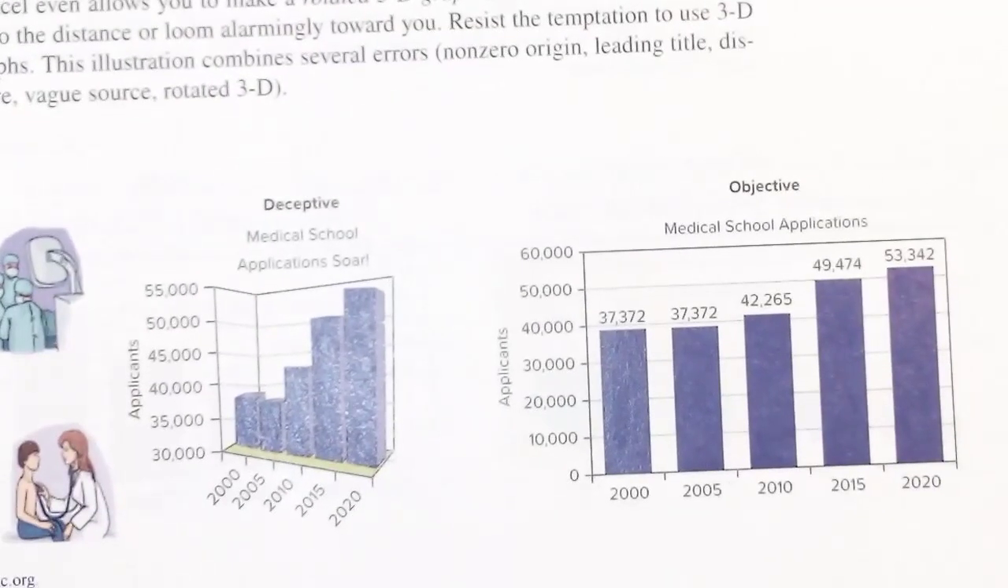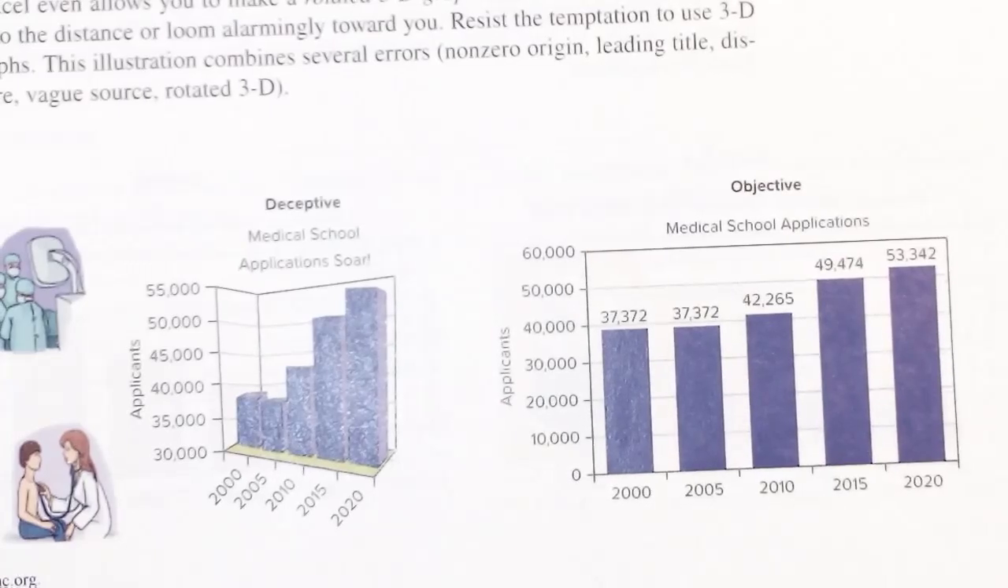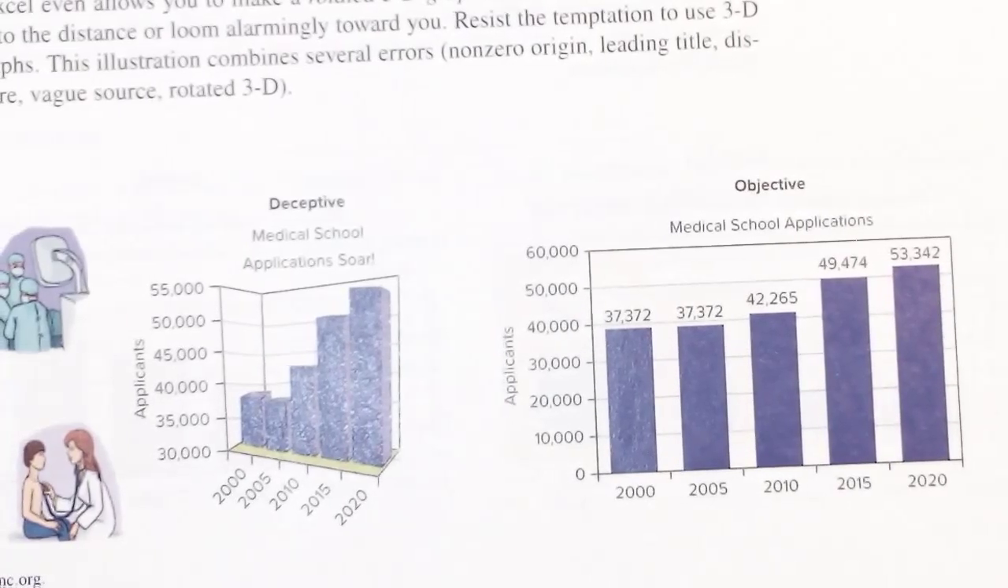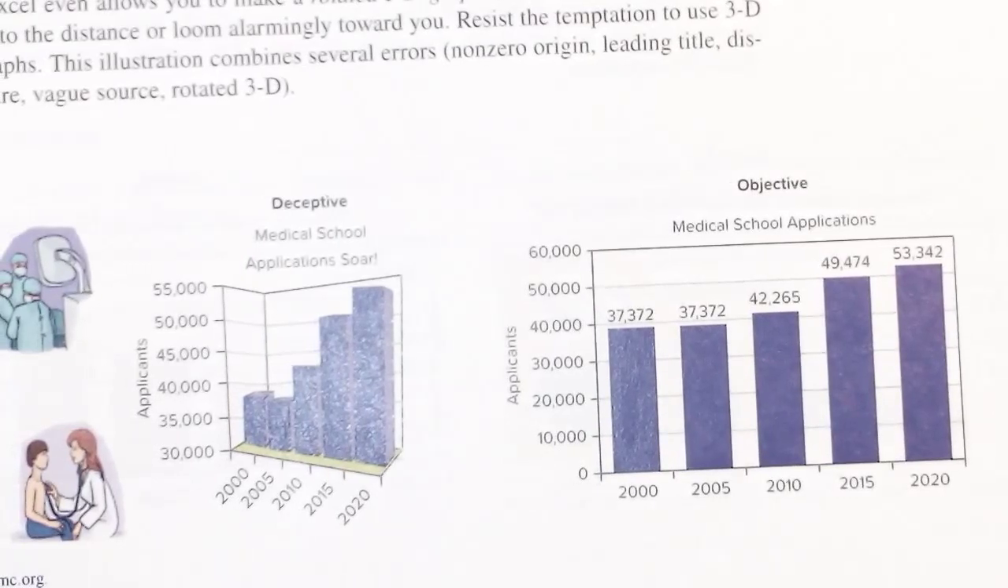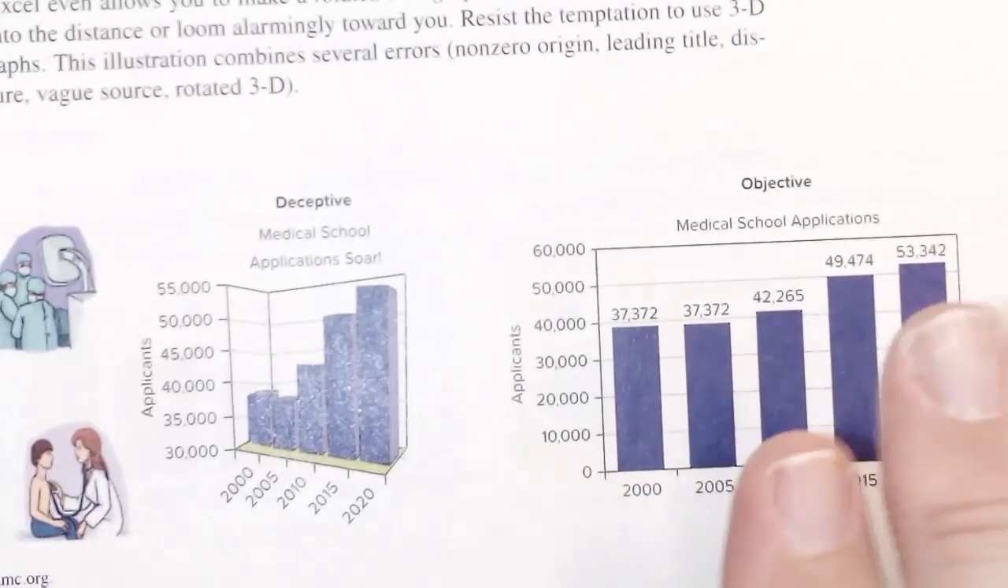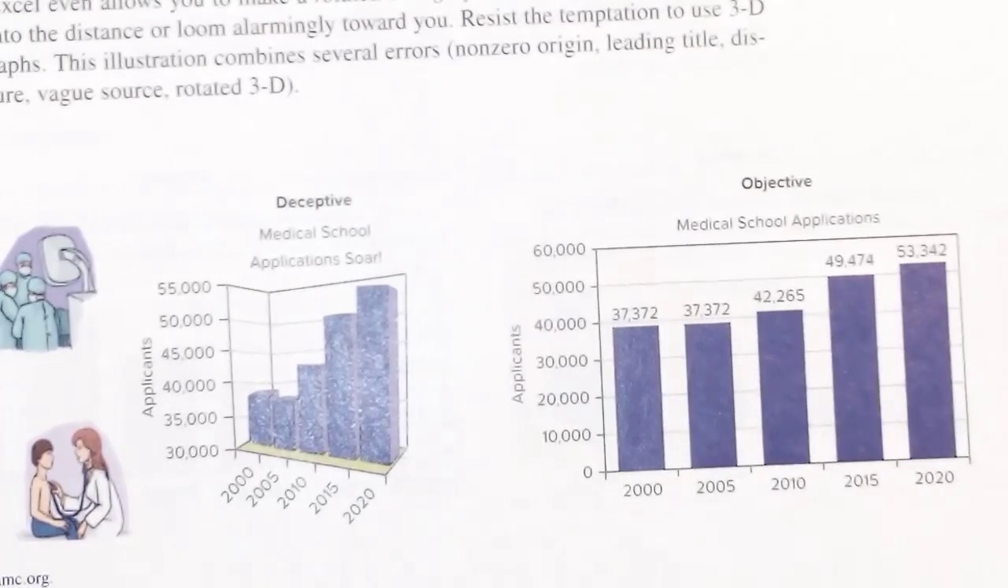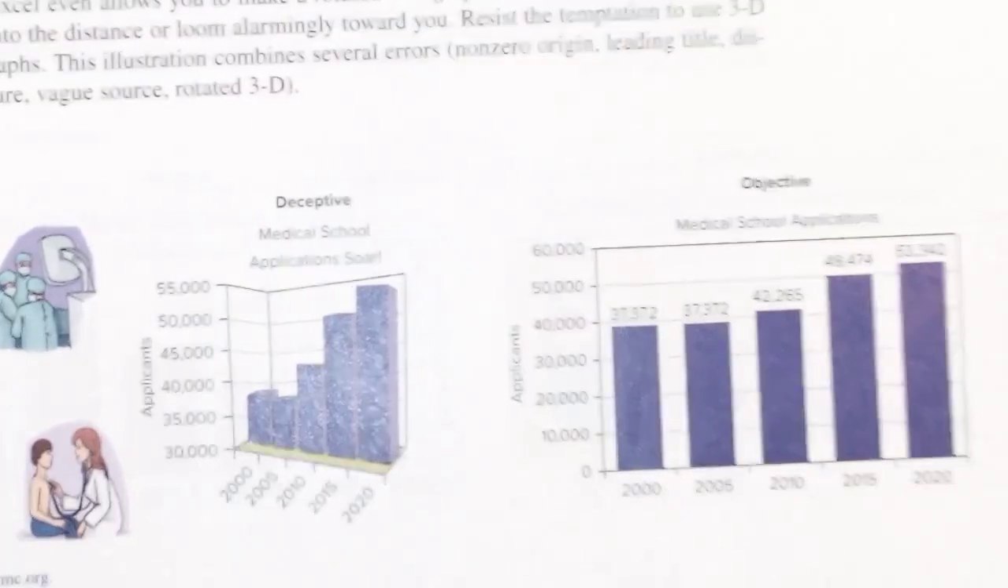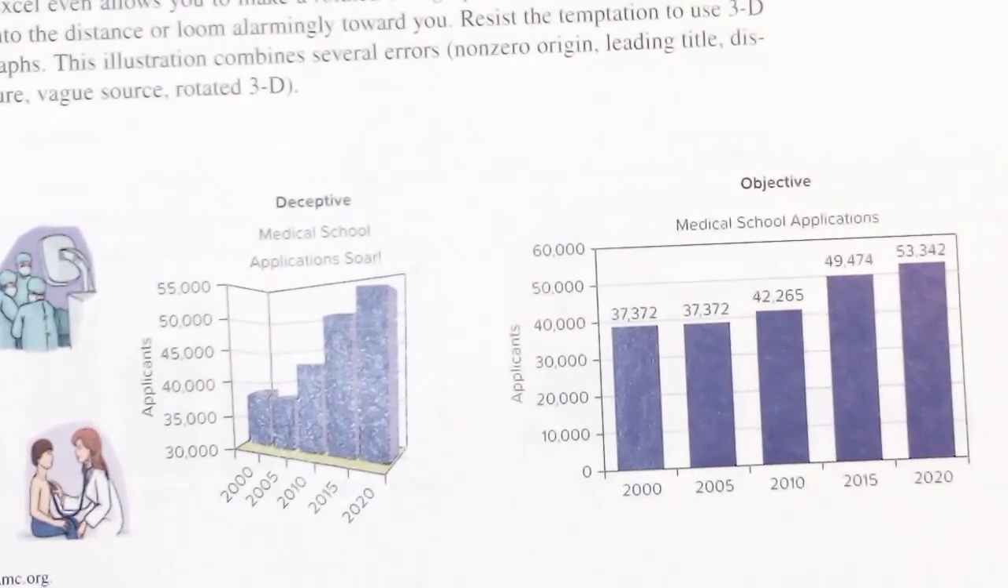Are med school applications soaring? They're going up. Soaring? I don't know. Again, though, is a column chart helpful here? This is time data, right? Maybe a line chart would be more useful. That's a decision to make.